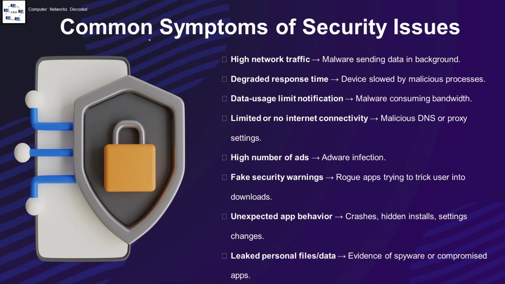So now coming over to some common symptoms of security issues, and these include high network traffic. This issue may be due to malware sending data in the background. Next symptom is the degraded response time. This may be due to the device being slowed by malicious processes. Next is the data usage limit notification. Again, malware may be consuming large bandwidth by sending data in the background.